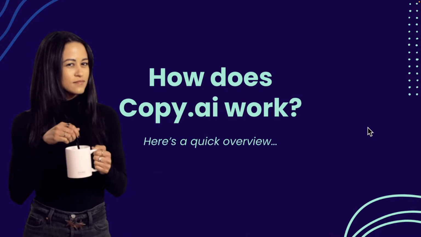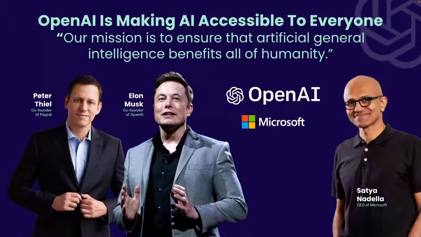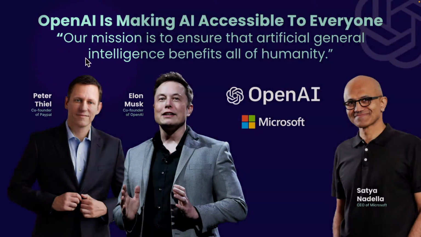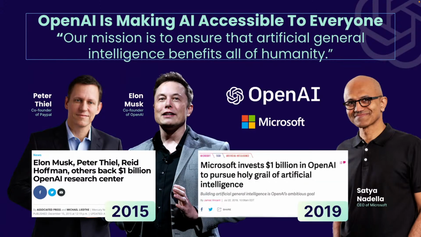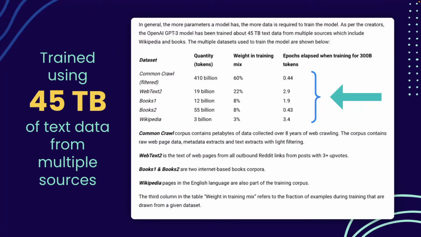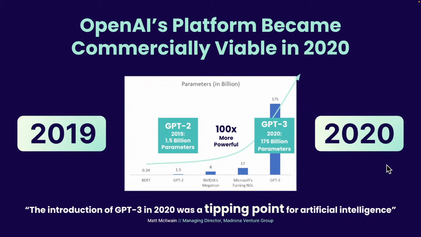So quick overview, this underlying technology, just so you guys know, OpenAI started this up a few years back, 2015. They put in over $1 billion to start this research center. Microsoft came in 2019 with another $1 billion to pursue the holy grail of artificial intelligence. And they trained it on all this public content. So books, Wikipedia, 8 years of public web content. So it has a wide understanding of all this content. And it got a lot smarter from 2019 to 2020, 100 times more powerful. And it's actually improving much faster now.